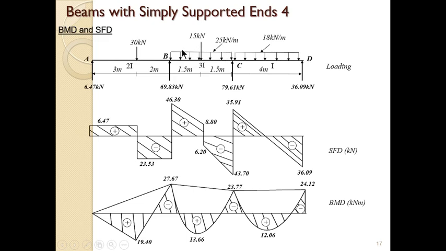Remember, there are two moments here. Take note of that. So PL over 4 plus WL squared over 8 is what you're going to have from here to here. Then you subtract this midpoint from there. It will give you this. This one is just going to be the usual one. So with that, we have been able to draw a bending moment and shear force diagram for a beam with simple support at the end.